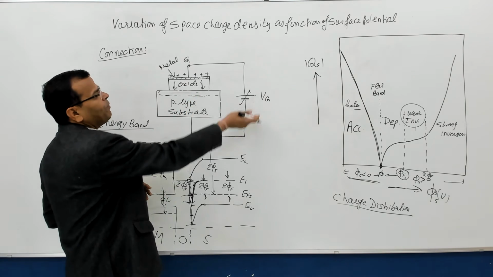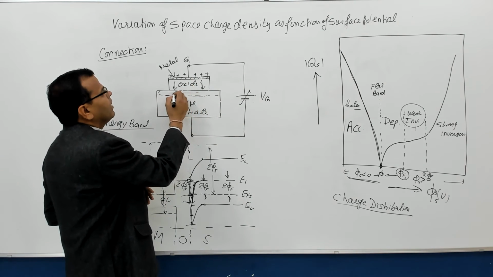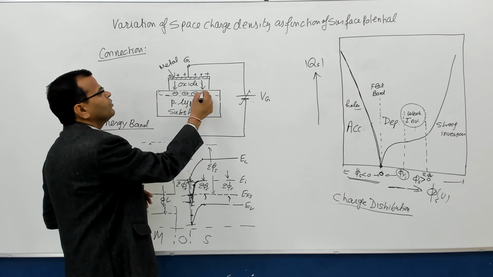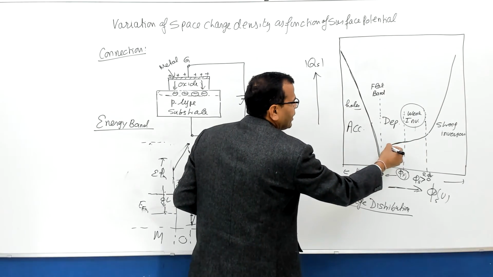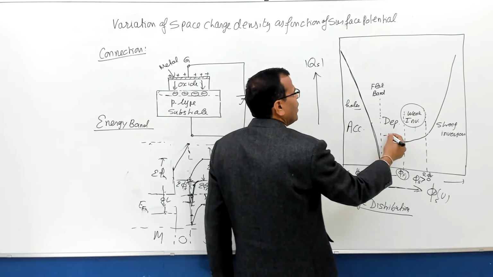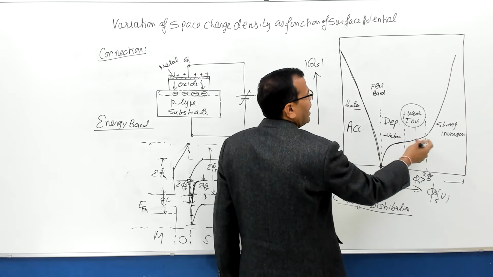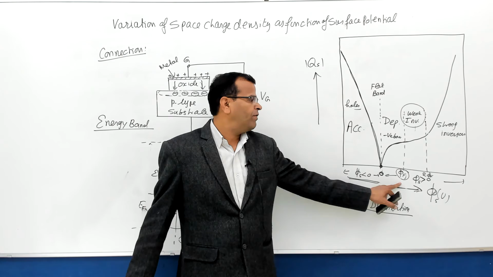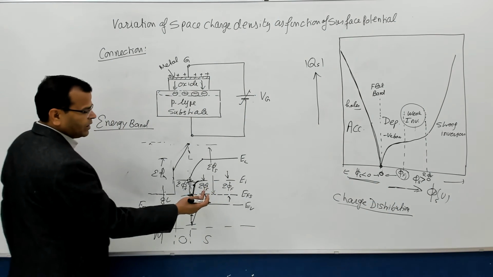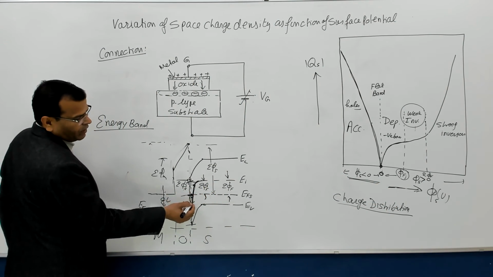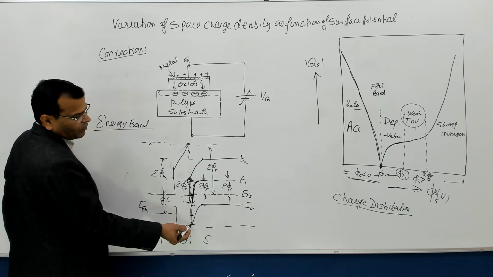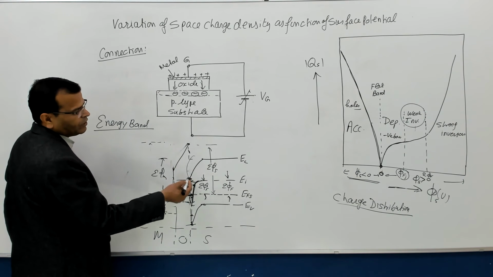But when you apply positive potential here, there is repelling of holes, so there are negative bound charges in this region. So this is the region where you have negative bound charges, and from inversion onward, when surface potential phi s becomes more than phi f, there is inversion of the nature. Why? Because your conduction band shifts closer to the Fermi level as compared to the valence band. So at the surface it will be inversion.